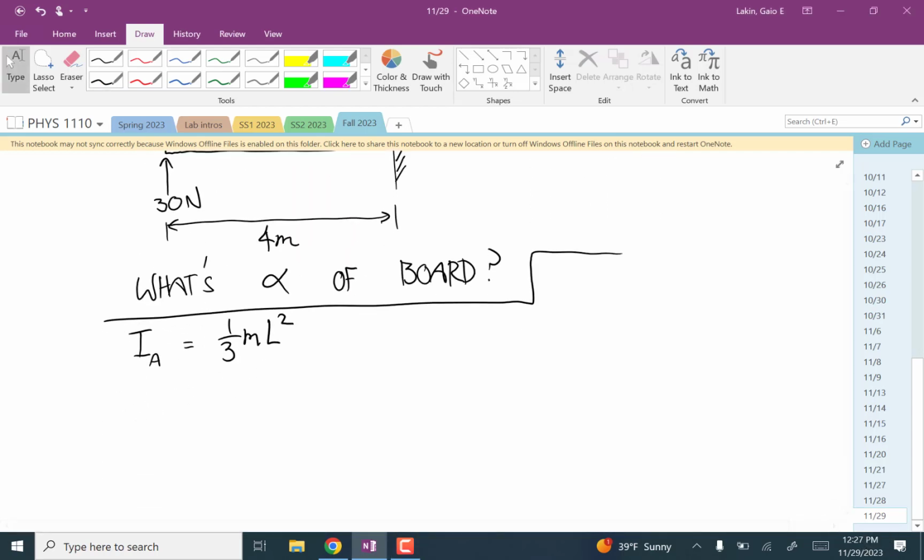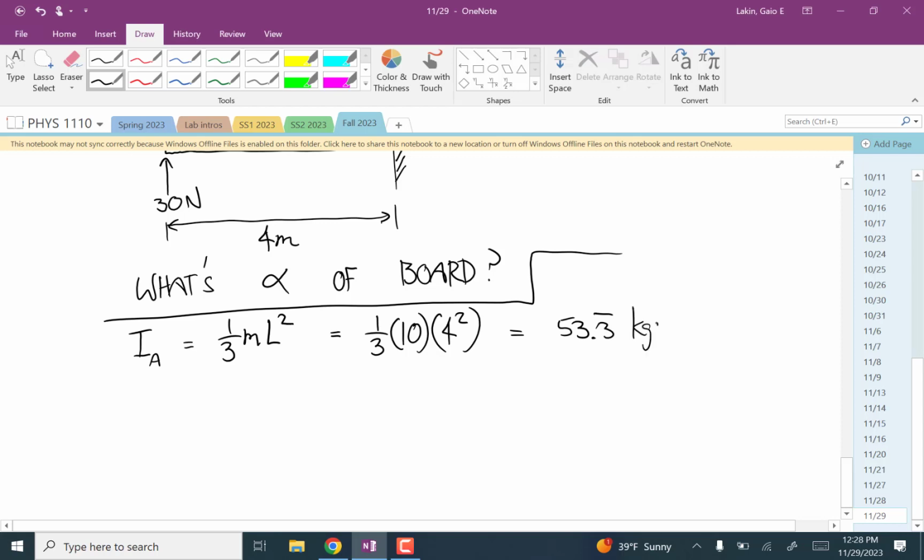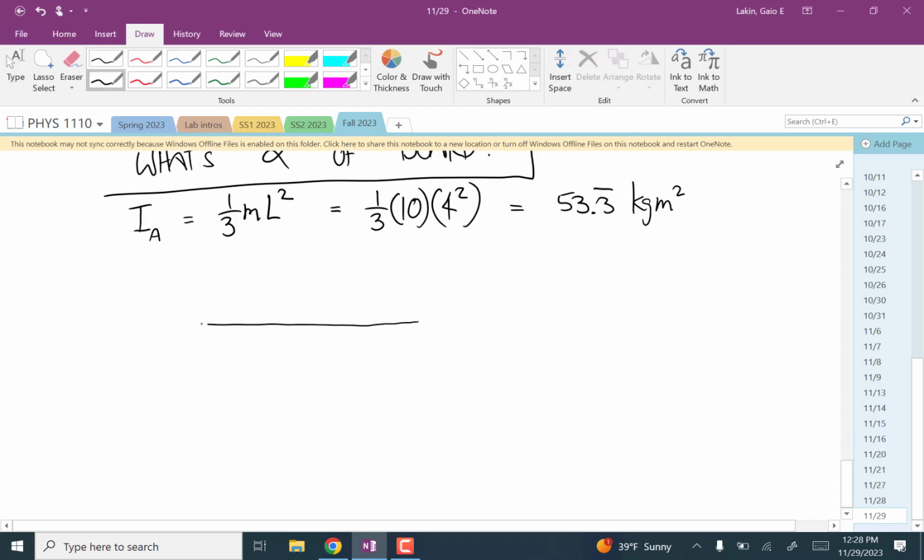All right, so the first thing I'm going to do is calculate this moment of inertia. So we have 1/3 times the mass of 10 times 4 squared, the length squared. And what do you get for that? 53.3? Yeah, kilogram meter squared. And now we'll go to the free body diagram.